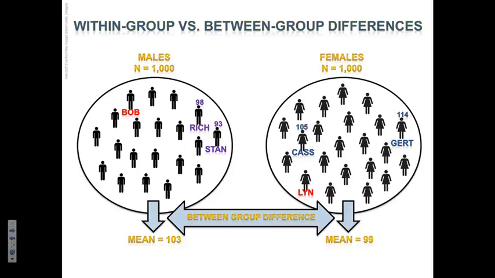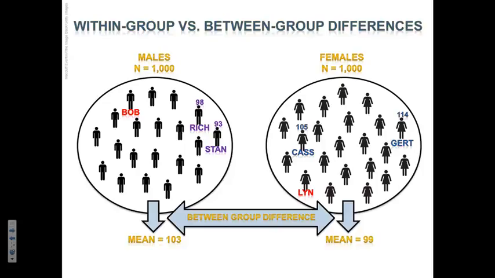But a mistake that is frequently made is that people make inferences about Bob and Lynn based on the group means, and you can't do that. We have no information about Bob. He could very well have scored lower, much lower perhaps, than the female mean. And the same with Lynn in relation to the male mean.